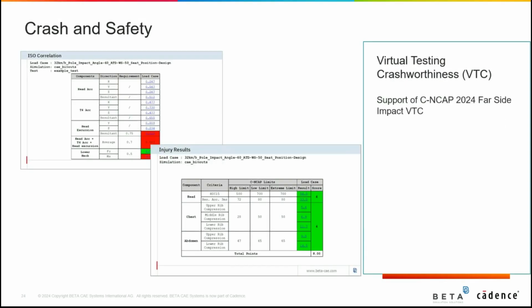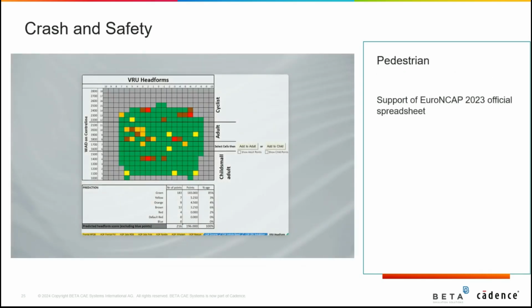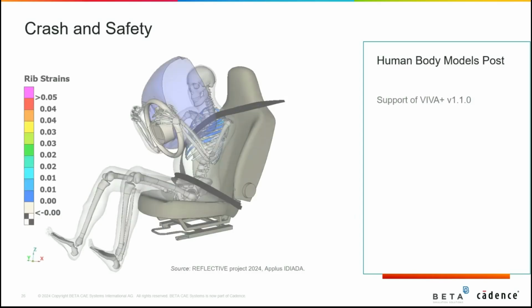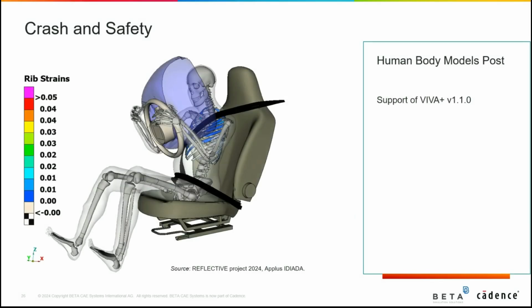For the Virtual Testing Crashworthiness tool, support a Chinese NCAP Farside Impact VTC. For the pedestrian tool, support of the Euro NCAP 2023 official spreadsheet. Finally, for human body models post, Viva Plus version 1.1.0 is now supported.